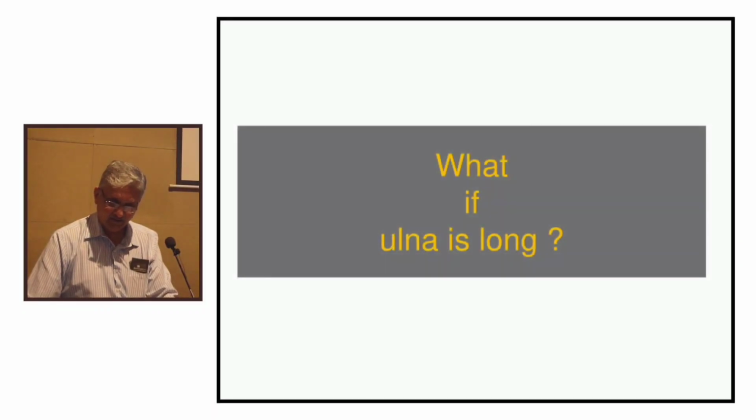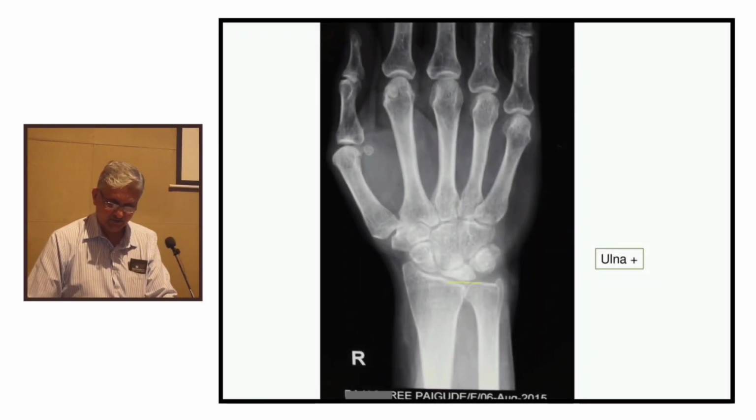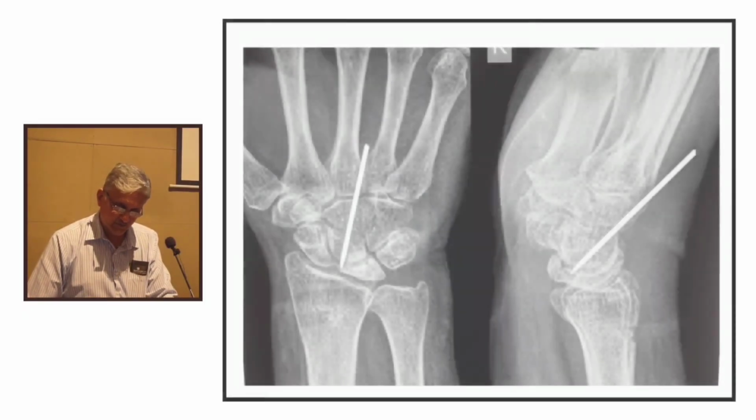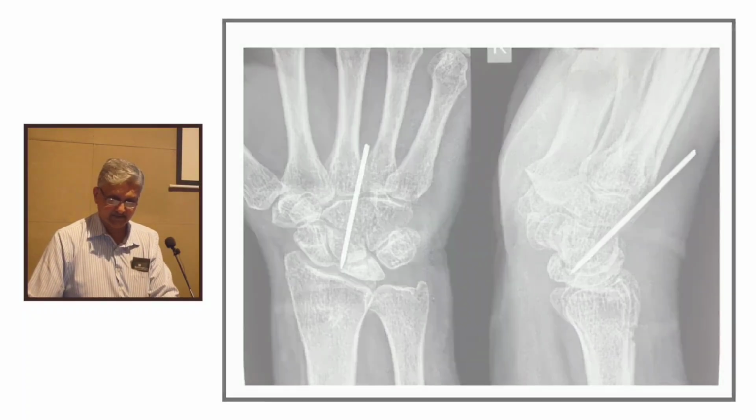What if the ulna is long? Now if the ulna is long and you do radius shortening, this ulna is going to strike the lunate, and there will be pain on the ulnar side. In this situation, you do about 2 millimeter shortening of the capitate and put a K-wire, and this has solved the problem, and the pain is eased in these patients.